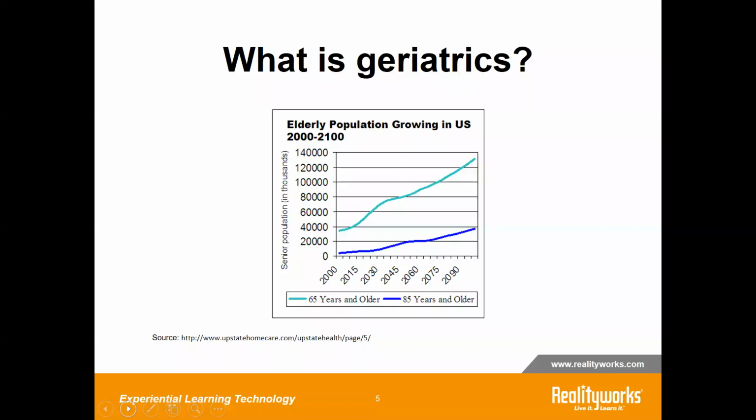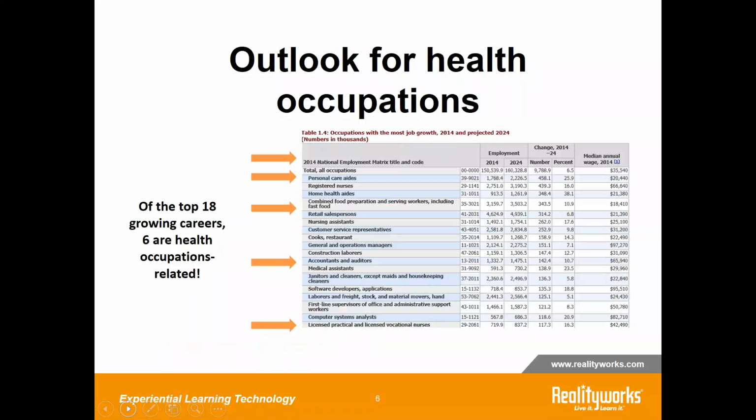Now, according to the Bureau of Labor Statistics, the number of elderly people in the United States will be at its highest over the next decade and will continue to grow. So this will ensure a sustained growth in careers in geriatrics and gerontology, which are expected to increase by 20% through 2020. So what are some of those careers? Well, as you can see on the screen in front of you, the Bureau of Labor Statistics reports that of the top 18 growing careers, 6 are health occupations related. They include positions such as personal care aides, RNs, home health aides, nursing assistants, and etc., all of which have absolutely enormous potential.